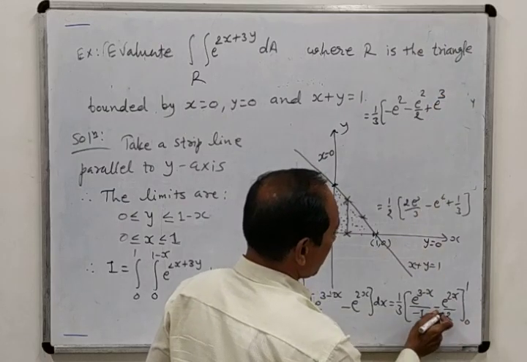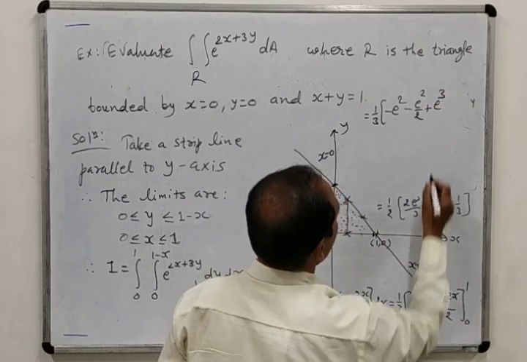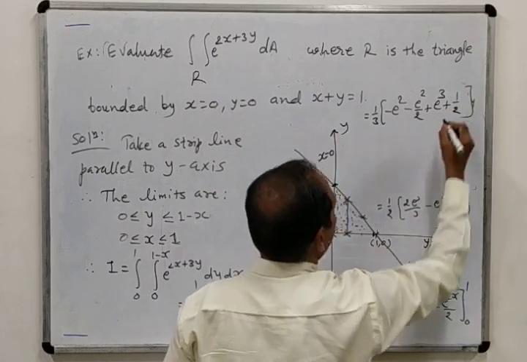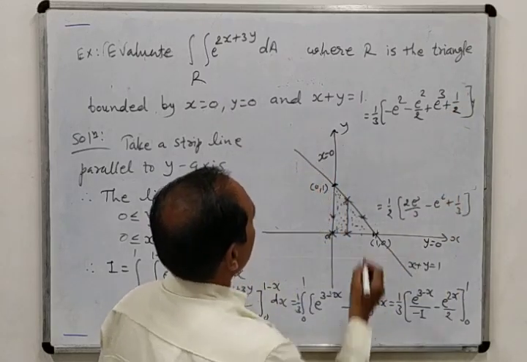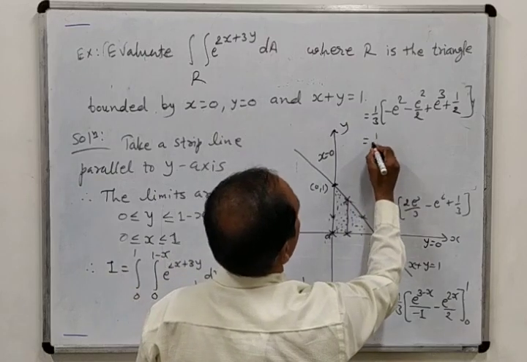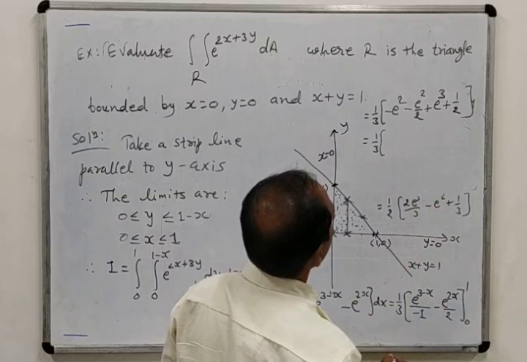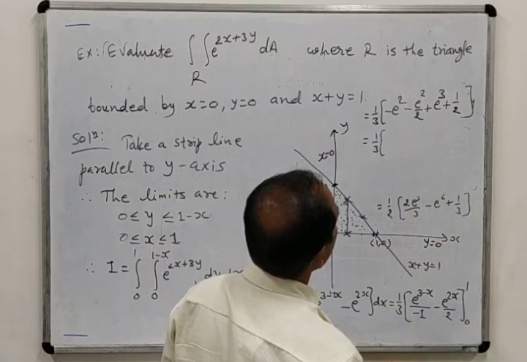And here if we put 0, then it will become plus. E raised to 0 is 1. So 1 half. Okay. So you can see that it is 1 by 3 minus e square minus e square by 2 is what?